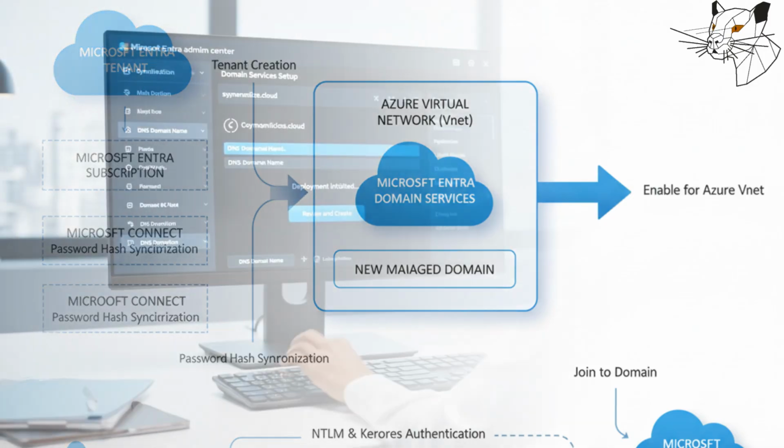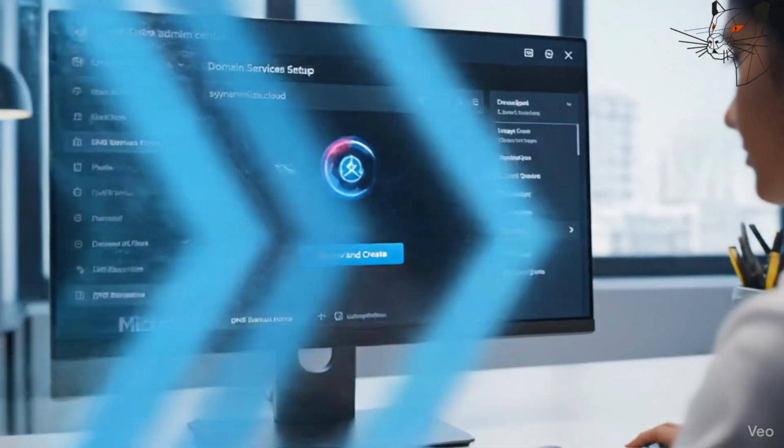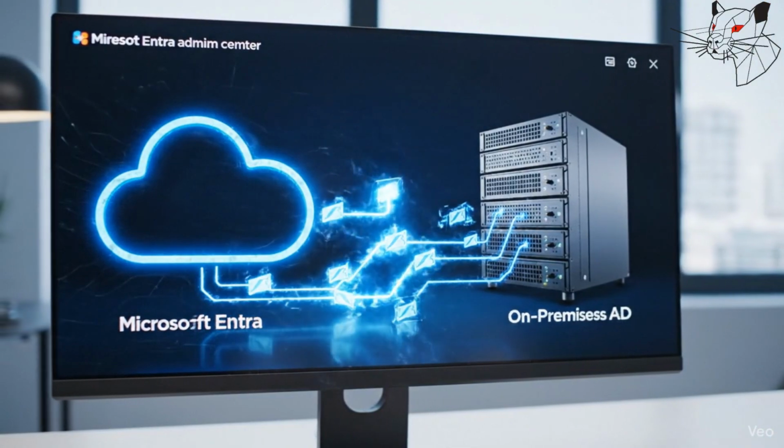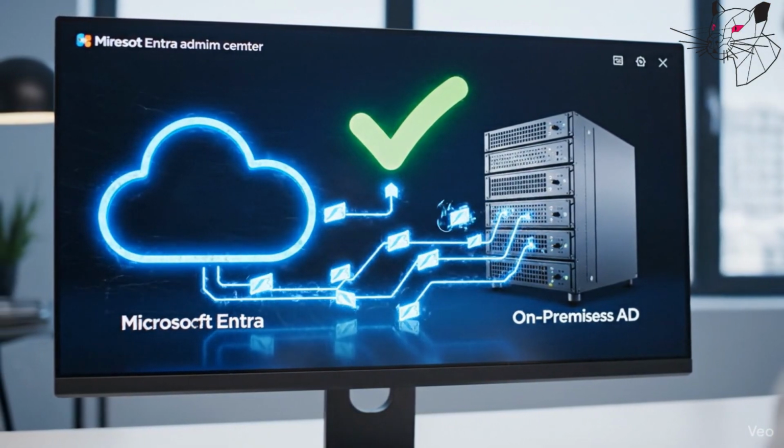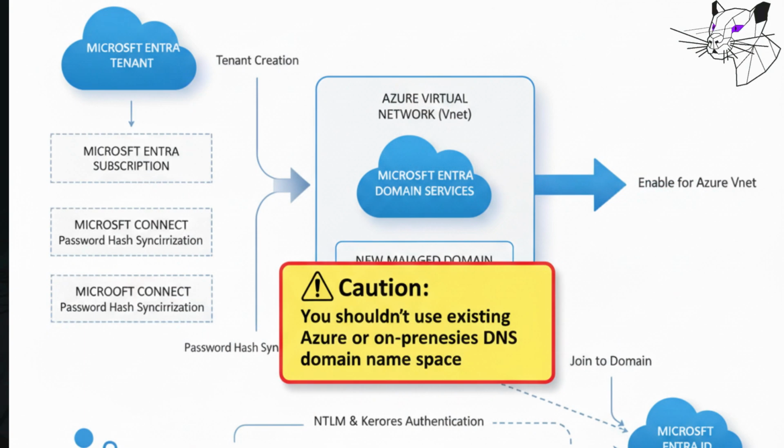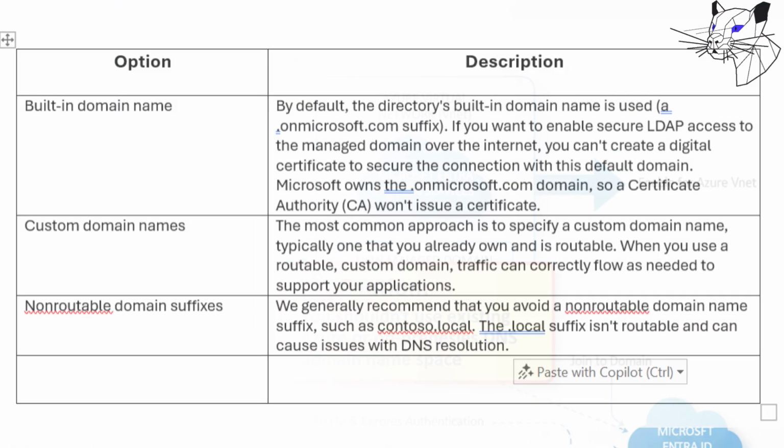When you enable Microsoft Entra domain services for your tenant, you have to select the DNS domain name that you'll use for this service. You also need to select the domain that you'll synchronize with your on-premises environment. Caution, you shouldn't use an existing Azure or on-premises DNS domain namespace. The following table describes the available DNS domain name options.